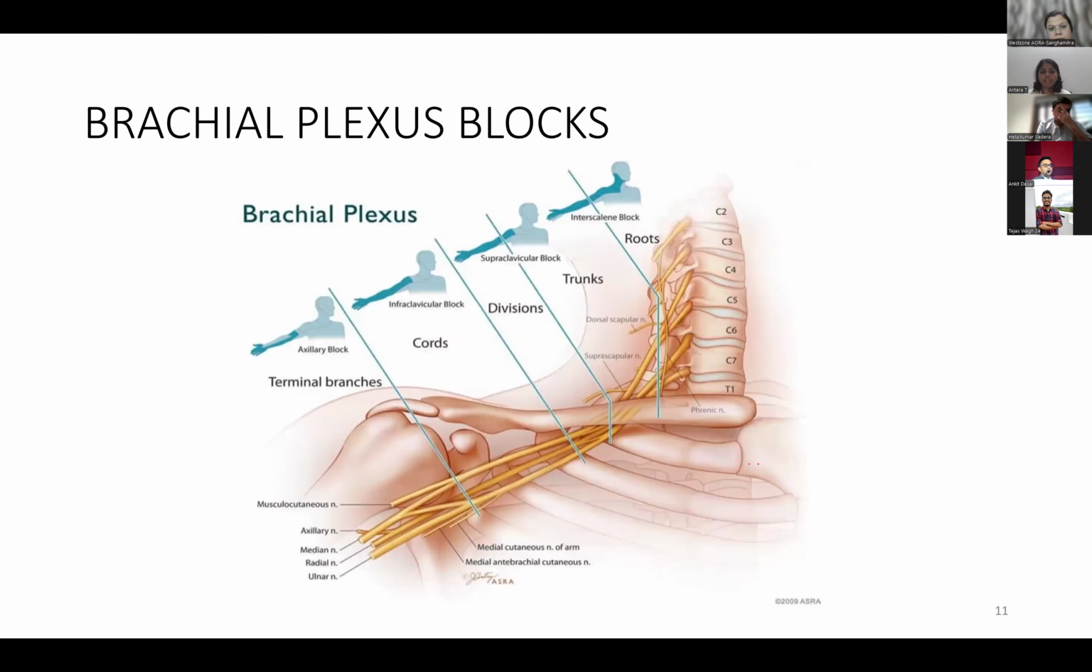Depending on where and what we block, there are different blocks of the brachial plexus. In the interscalene groove, we block the roots of the brachial plexus, which is the interscalene block. In the supraclavicular block, we block the trunks and divisions at the supraclavicular fossa. In the infraclavicular block, we have two types, the costoclavicular and the lateral infraclavicular. In both, we block the brachial plexus at the level of its cords, while in the axillary block, we block the terminal branches of the brachial plexus.